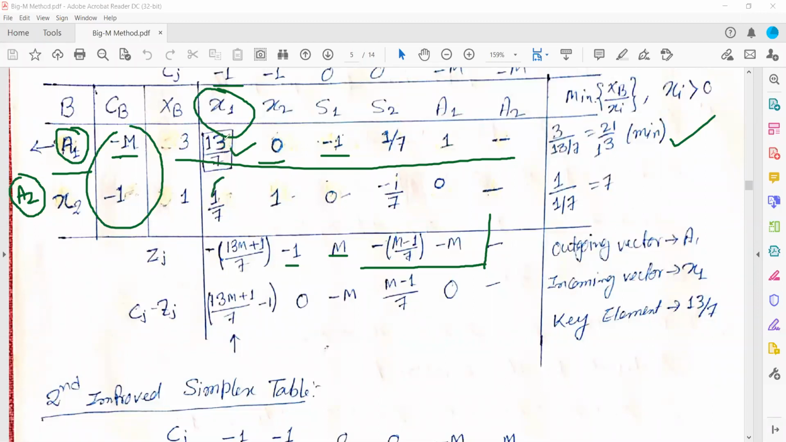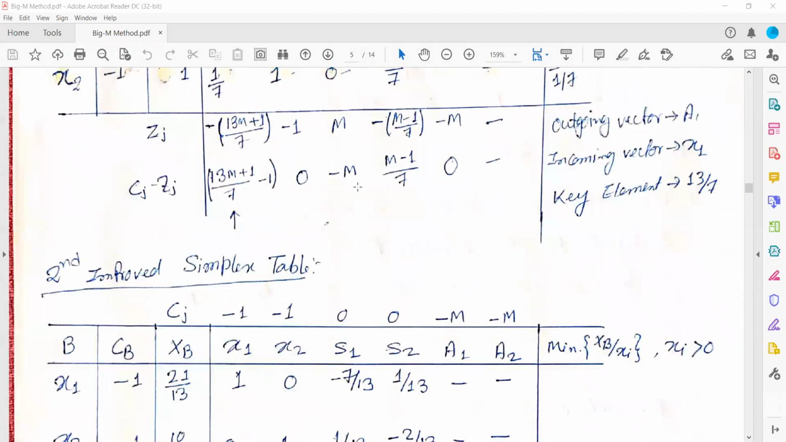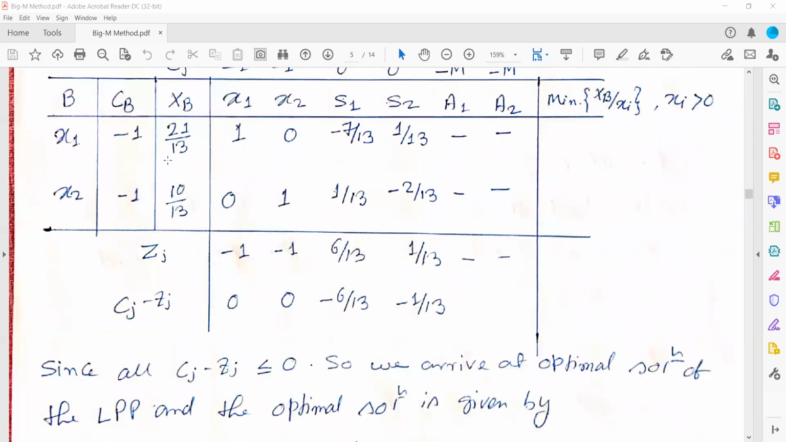And then you make 0 the elements which are above and below the key element. There is no element above the key element. There is one element below the key element. So this is 1 by 7. You need to make it 0 using this row in the next simplex table, or modified simplex table. So that we have done here. Yeah, same thing I've done.